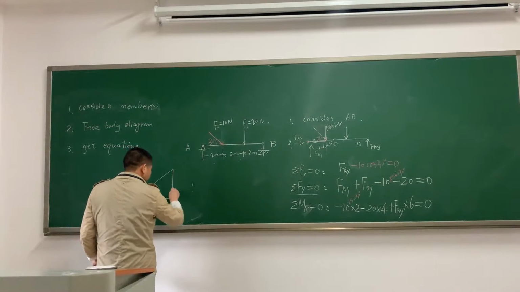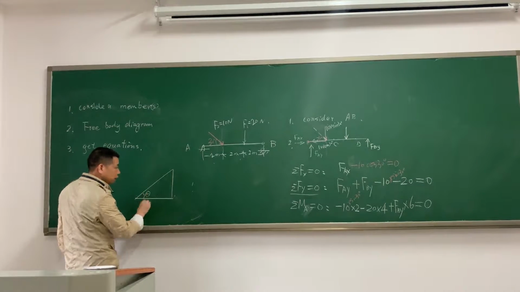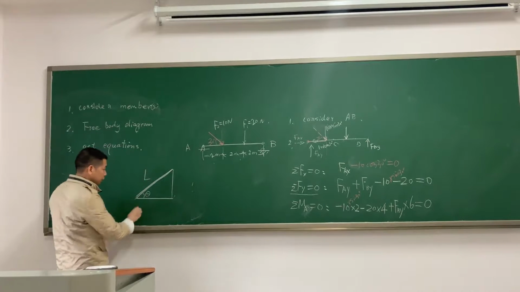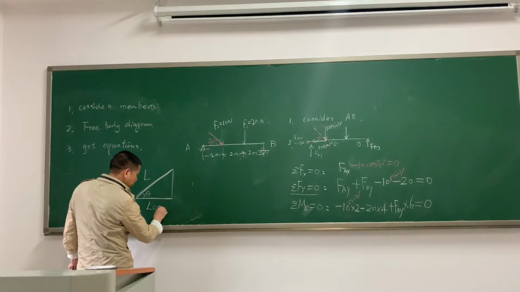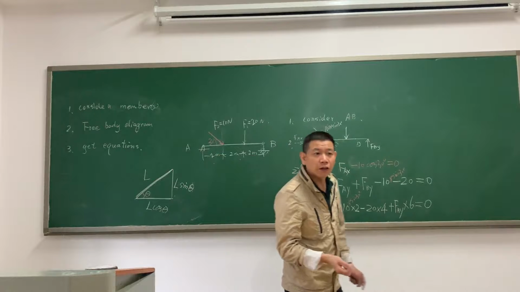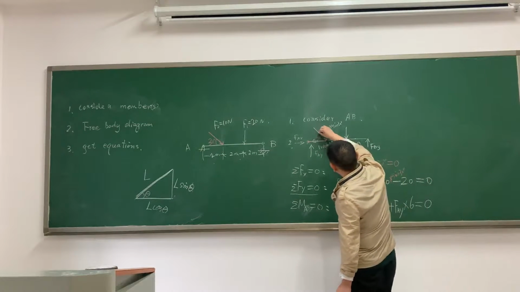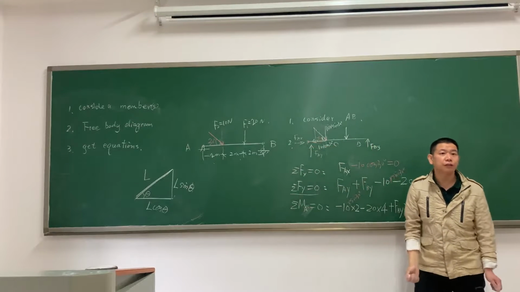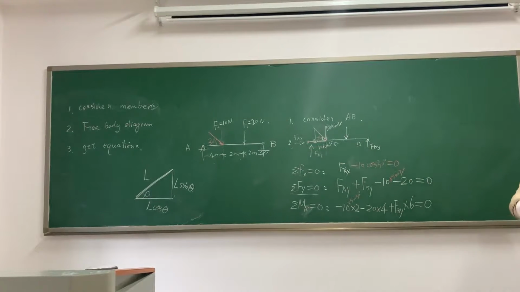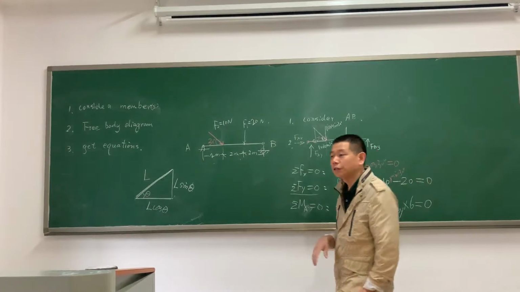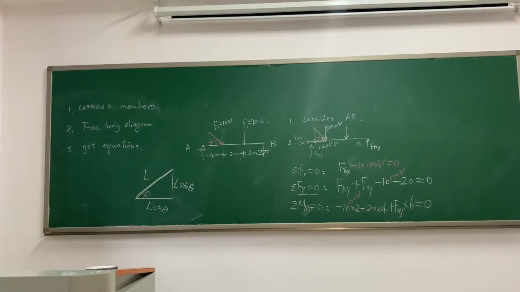For a triangle, the angle is theta. Suppose the length of the oblique side is L. Then this side is L cosine theta, and this one is L sin theta. So this one is sin theta, sin 30, and this is cosine theta. Just need to know this is enough. We just need some simple mathematics, not complicated mathematics.